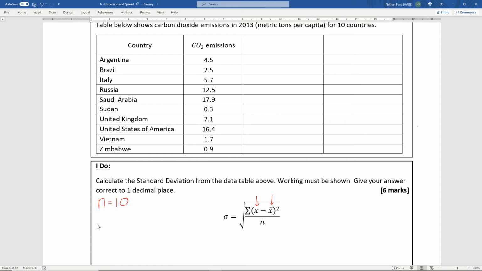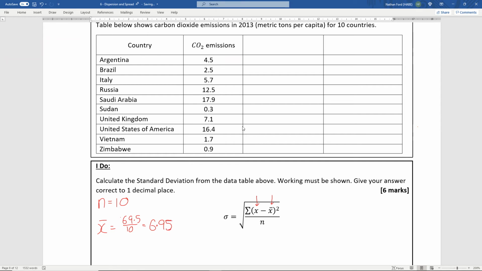Now, if you remember, to calculate the mean, we do the sum of all of these divided by 10. So when you sum all these together, you get 69.5 divided by 10. So we have a mean of 6.95.